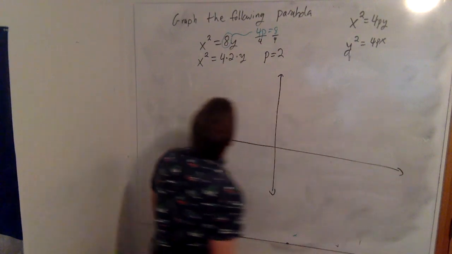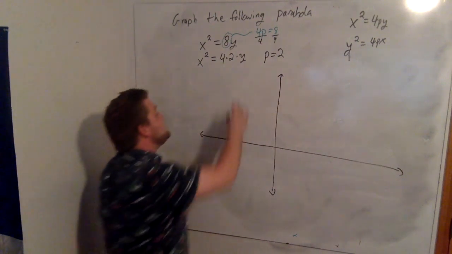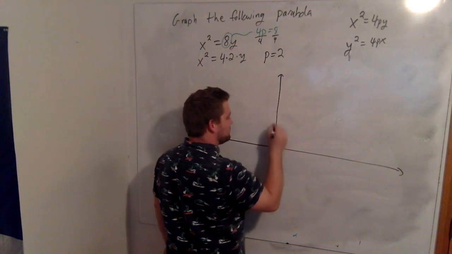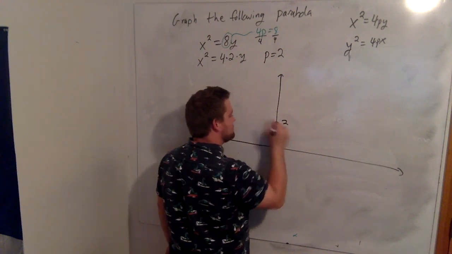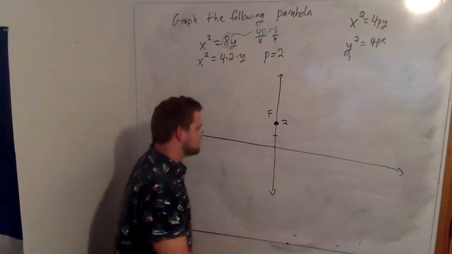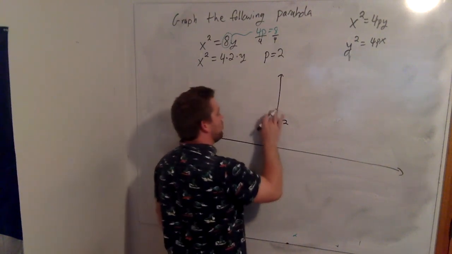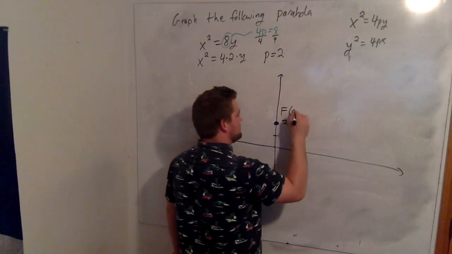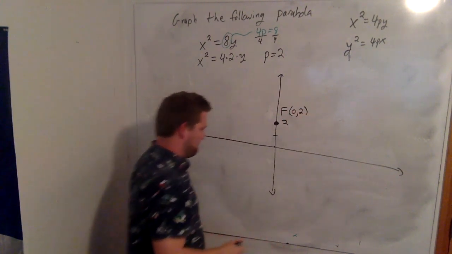All right, so p is 2. That means we're going to go up 2 units from the origin. So 1, 2. So this is where our focus is. So maybe I'll put an F there. Maybe it's nice to label the coordinates of the focus. So the focus has coordinates (0, 2).